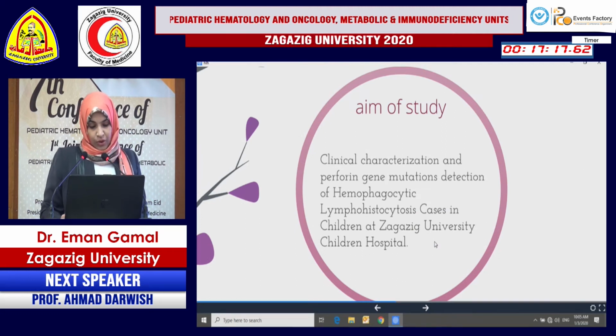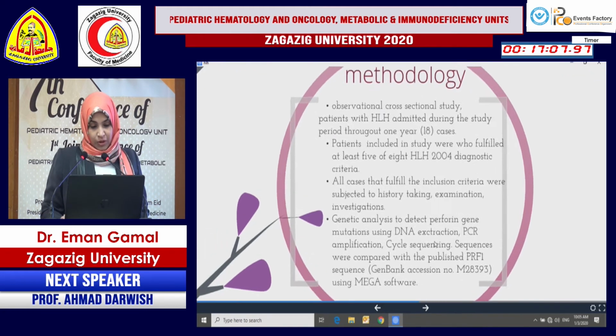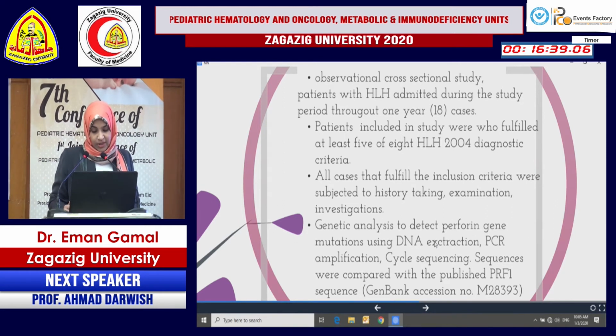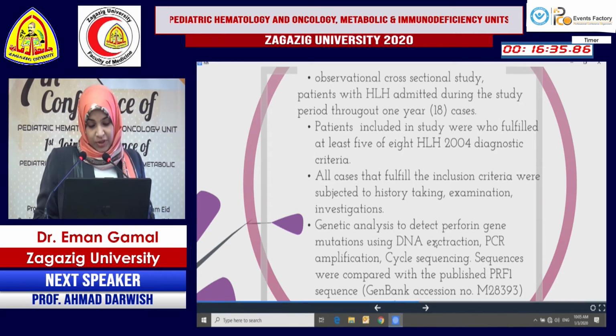The aim of our study was the clinical characterization and perforin gene mutation detection of HLH cases in children at Zagazig University Children's Hospital. It was an observational cross-sectional study. Patients with HLH admitted during the study period throughout 1 year numbered 18 cases. The patients included were those who fulfilled at least 5 of the 8 HLH diagnostic criteria. All cases were subjected to history taking, examination, investigations, and genetic analysis to detect perforin gene mutation using DNA extraction, PCR amplification, and cycle sequencing. Sequences were compared with the published perforin sequence in the gene bank with this accession number using Mega software.